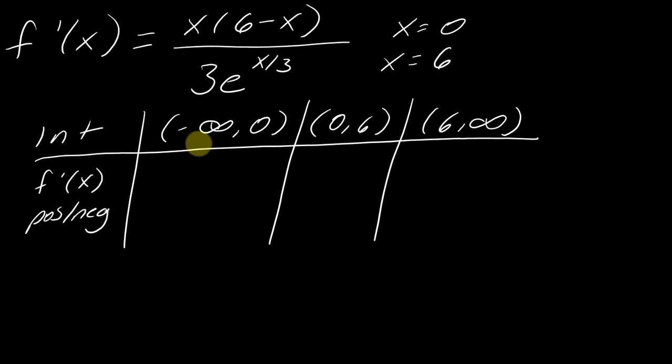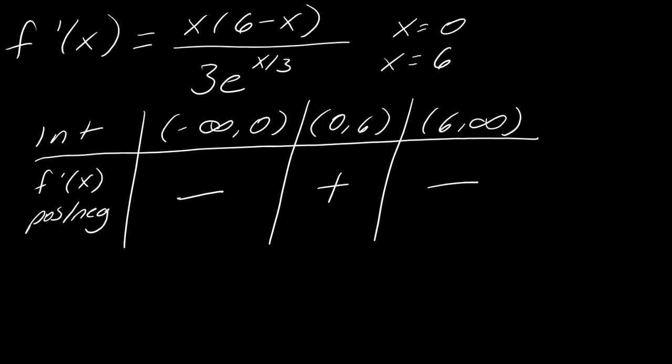Okay, so if I plug a negative number into this, what's that going to give me? This will be negative and this will be positive, so this will ultimately end up being something negative. If I choose something between 0 and 6, this will be positive, this will also be positive, so this whole thing will be positive. And then finally, if I choose something over 6, this will be positive and this will be negative. And this will be negative.